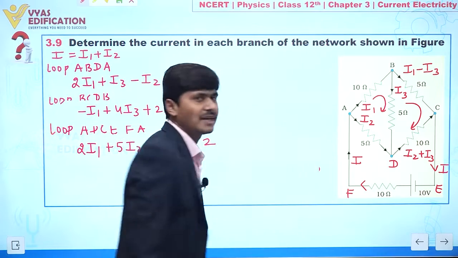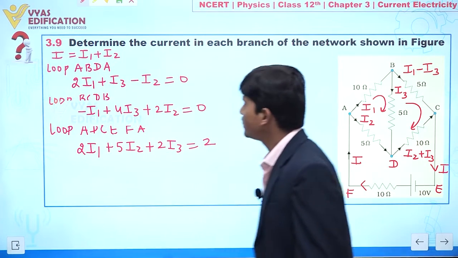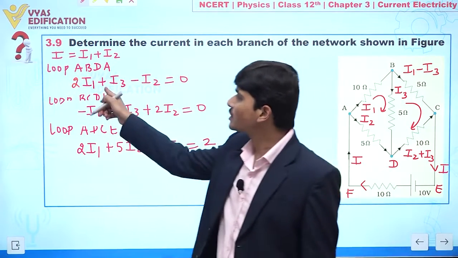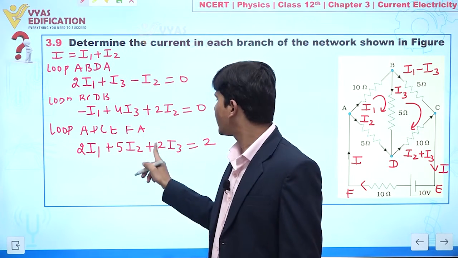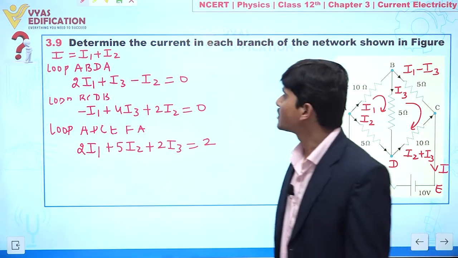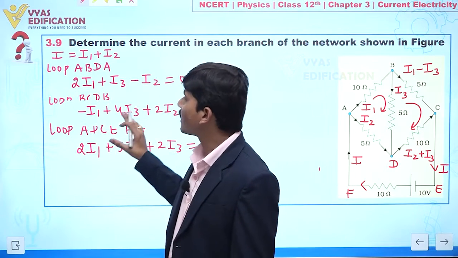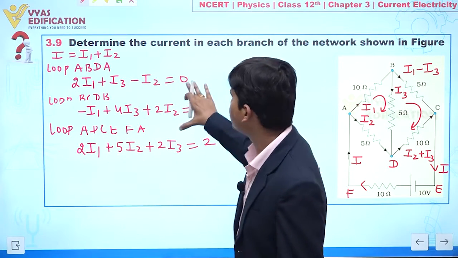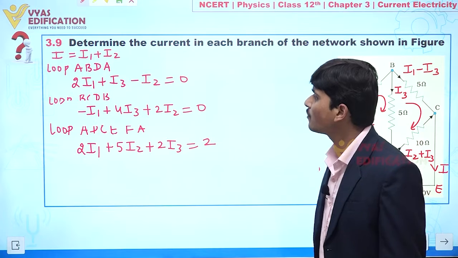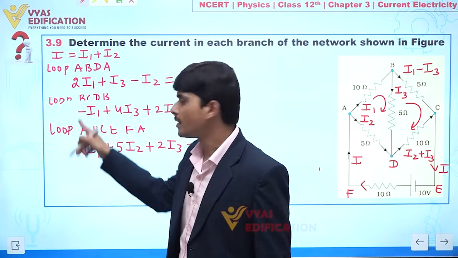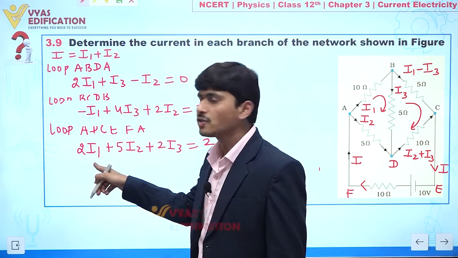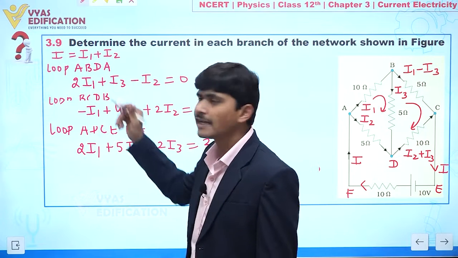Clear to everyone? Now if you observe these equations, in these equations we have I1, I2, I3. It means we can easily find the values of I1, I2, I3 by using these three equations. So now what can I do? We can write the value of 2I1, this is 2I1. So we can put the value of 2I1 in any equation.